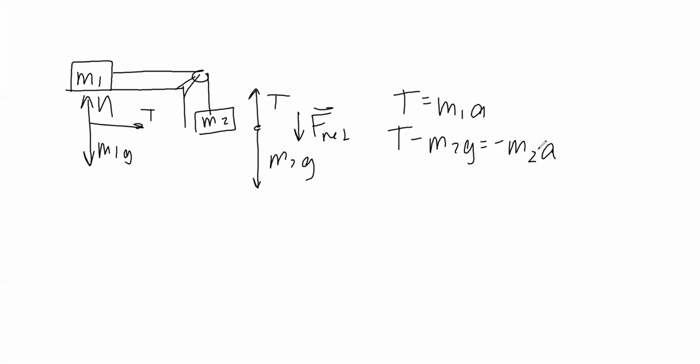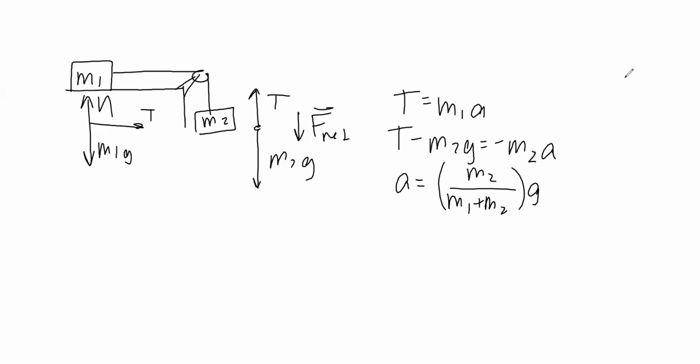Typically, you're given the values of the masses, and you know G, so you can use substitution to find A. And when we solve for A, we get A equals M2 over M1 plus M2 times G. And then we can also get an expression for the tension, which is pretty straightforward from there. So that was the chapter 7 problem.